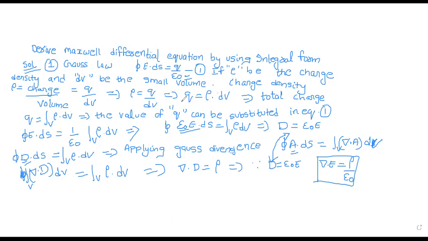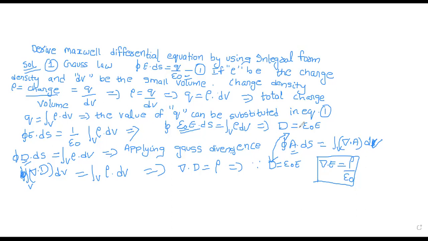Here we just talk about a small charge. Therefore the total charge can be evaluated by integrating. So q is equal to the volume integral of rho into dv. The value of q can be substituted in equation number 1. So we obtain that the surface integral of E into ds is equal to 1 by epsilon naught times the volume integral of rho into dv. Epsilon naught will go to the other side, so epsilon naught E into ds is equal to the volume integral of rho into dv.